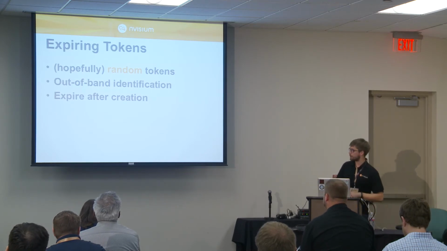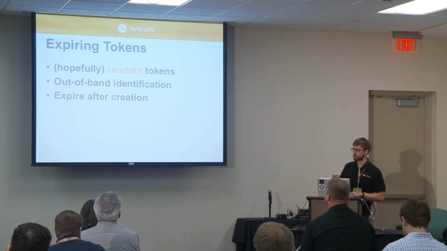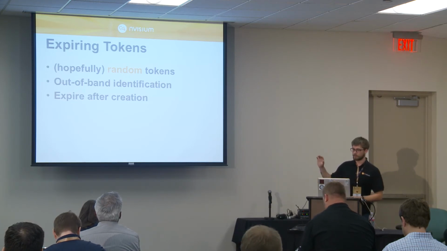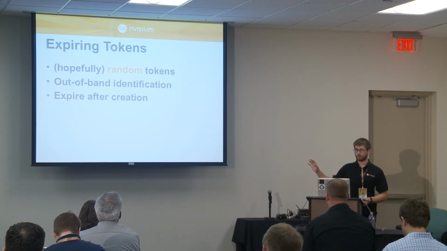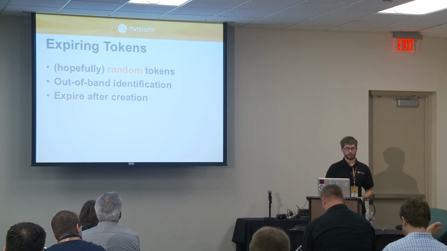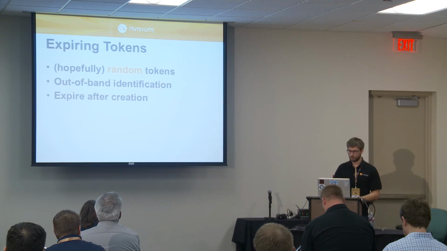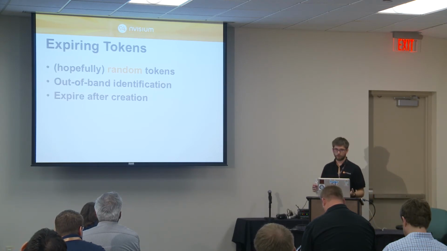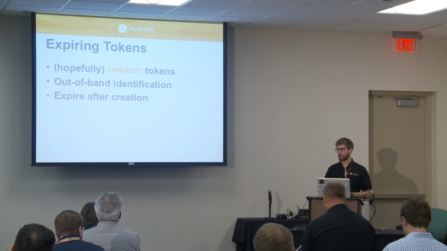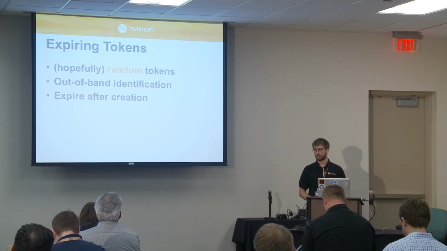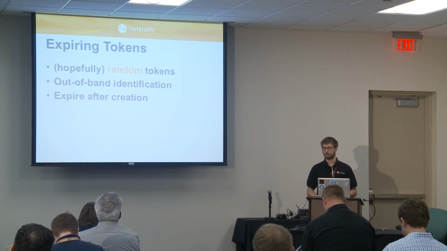This expiring tokens one is an interesting situation because I was performing an assessment and I discovered a vulnerability relating to tokens that were supposed to expire. And that's what made me see the need to write a tool to do this stuff. So when I say expiring tokens, I'm talking about hopefully random tokens that are used for out-of-band communication that expire in some certain time window. It might be 60 seconds, it might be 15 minutes, it might be a few hours.